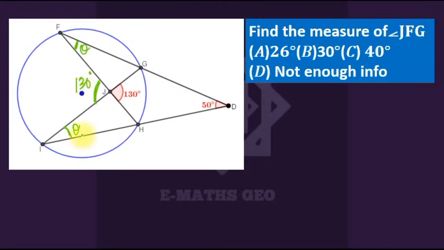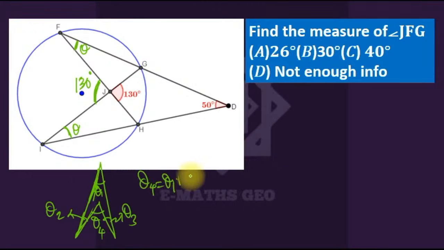So there is a theorem in geometry that if you have anything like this, basic geometry, that the angle here, if it's theta 1, this is theta 2, this is theta 3, and if you add theta 1, theta 2, theta 3, it will give you theta 4. So theta 4 is theta 1 plus theta 2 plus theta 3. Therefore, you see that if I add theta plus theta plus 50, it must give us 130 degrees.